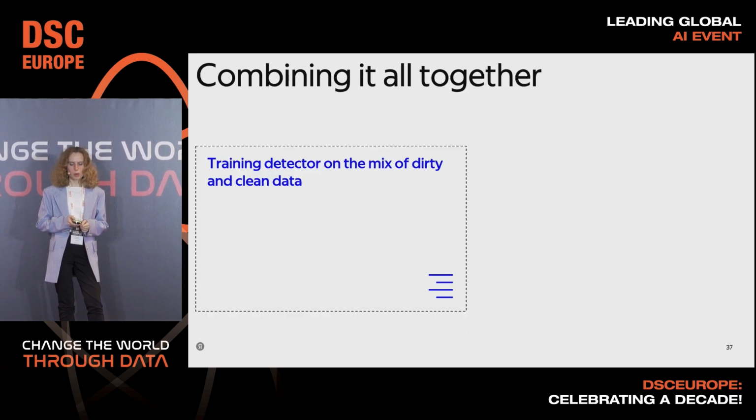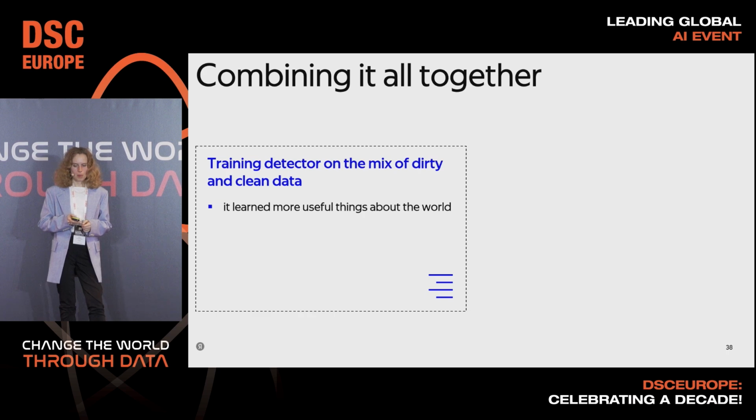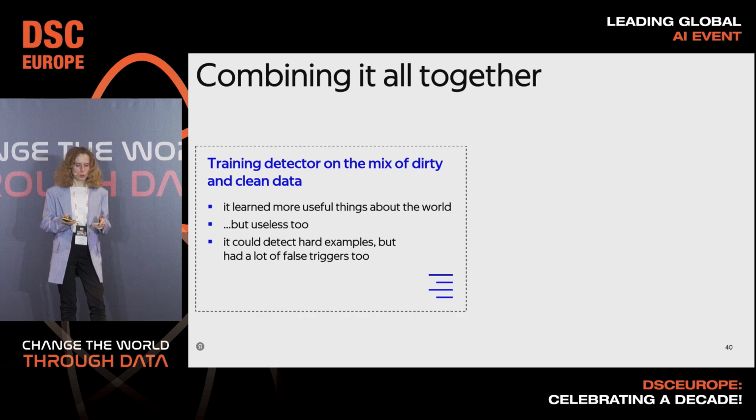Okay, so we combined it all together and trained our detector on the mix of dirty and clean data. We saw that it really learned more useful things about the world, but unfortunately useless ones too, because we had plenty of irrelevant or dirty data with artifacts. So our detector could detect hard examples, but it produced a lot of false triggers too.